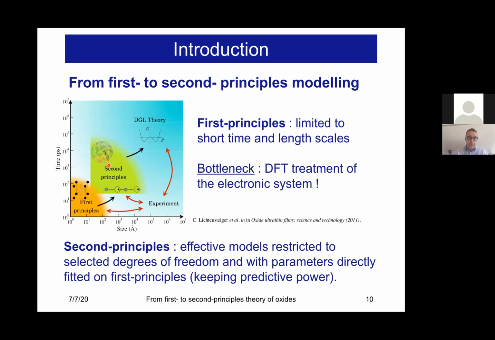And so we can go from this first to second principle, and from this second principle, we can even go beyond and build some Landau theory. And I will basically address these two, I would say, kinds of second principle model in my talk today.